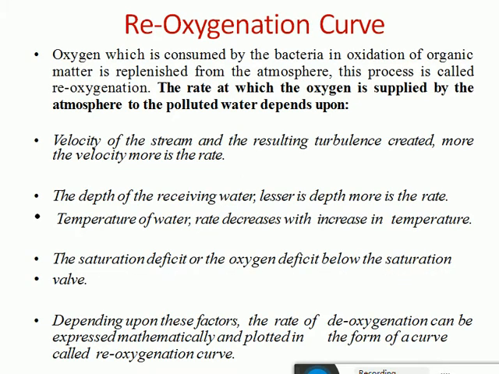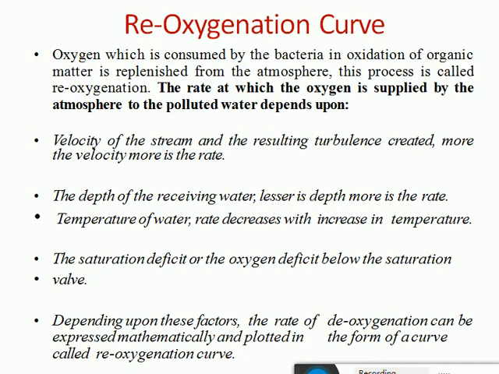Then we have something called the reoxygenation curve. Like I told you, when you discharge the wastewater, the deoxygenation takes place. At the same time, nature supplies atmospheric oxygen to the receiving water body, and it is a natural phenomenon. Thereby another curve comes into the picture, which is called reoxygenation. Reoxygenation means the addition of atmospheric oxygen to the receiving water body or a stream. And this reoxygenation depends on different factors.